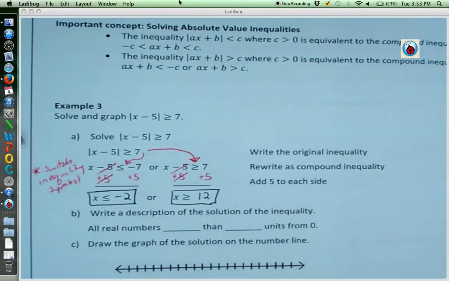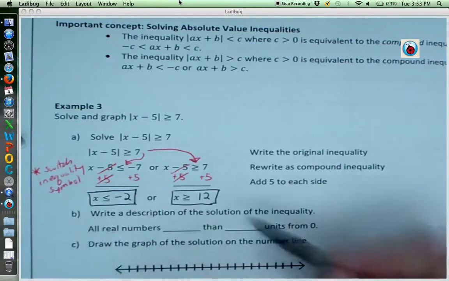For this one, I know that my possible answers are all numbers, let's see, all real numbers, I'm going to say greater than 7 units away from 0. I'm not sure if that totally makes sense because we're not going from 0. My inequality, so I'm going to skip this one for now. We might come back to it.